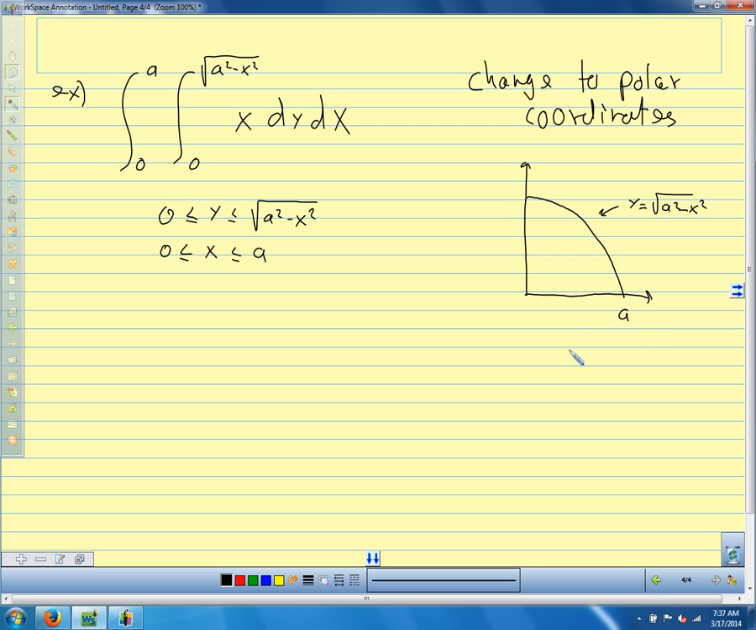So let's change this to polar coordinates. We're getting x equals 0 to a, y equals 0 to the square root of a squared minus x squared. So in polar coordinates, r varies from 0 to a, and for this region, theta goes from 0 to pi over 2.